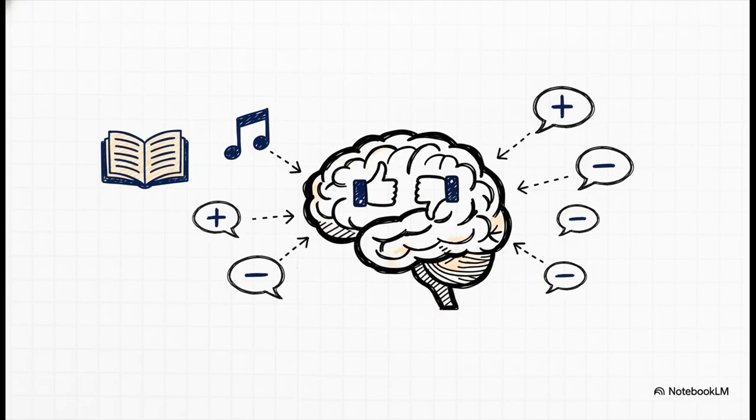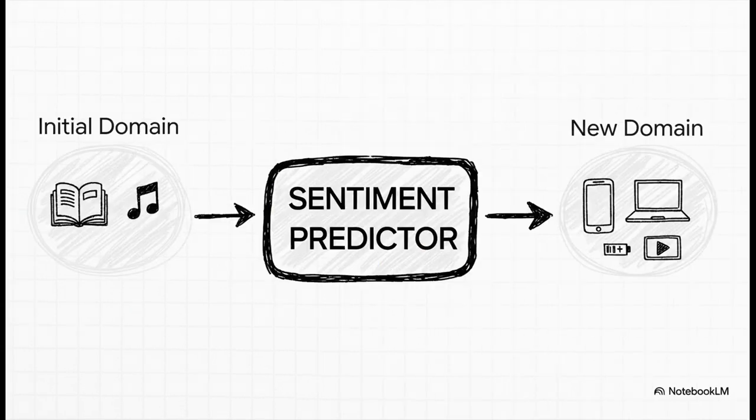Here's a classic example. Let's say we've built a model that can read reviews of books and music and figure out if they're positive or negative. It totally gets the sentiment behind words like brilliant or dull when you're talking about a movie or a song. Now, we want to use that same model to do the exact same task, sentiment analysis, but on a whole new set of data. Comments about, say, a new phone. The goal is identical, but the vocabulary and context are totally different. People are talking about battery life and screen resolution, not plot twists or melodies.